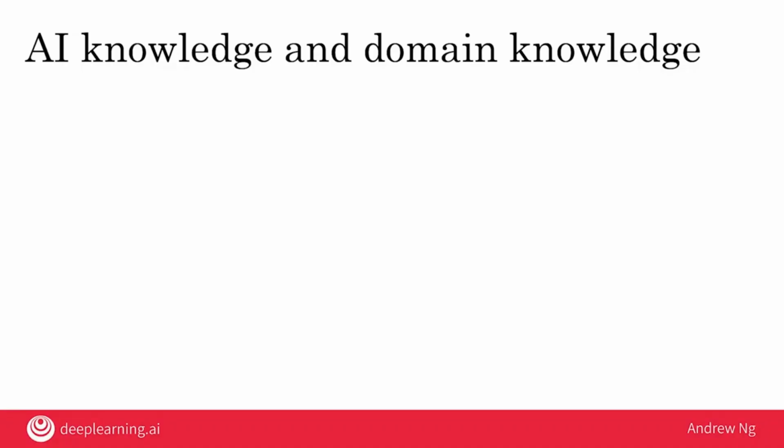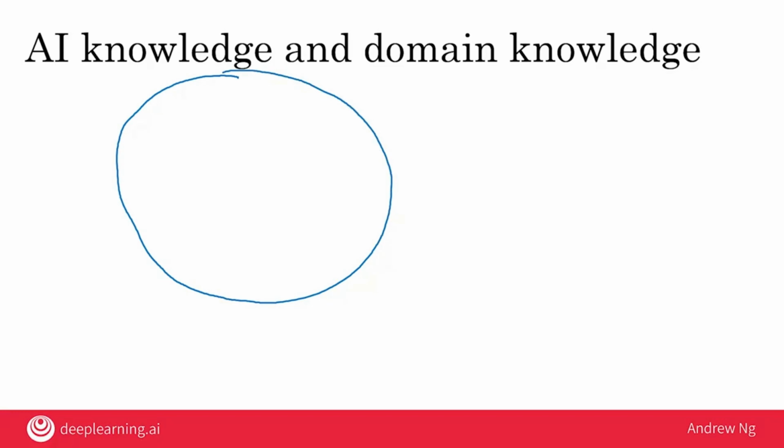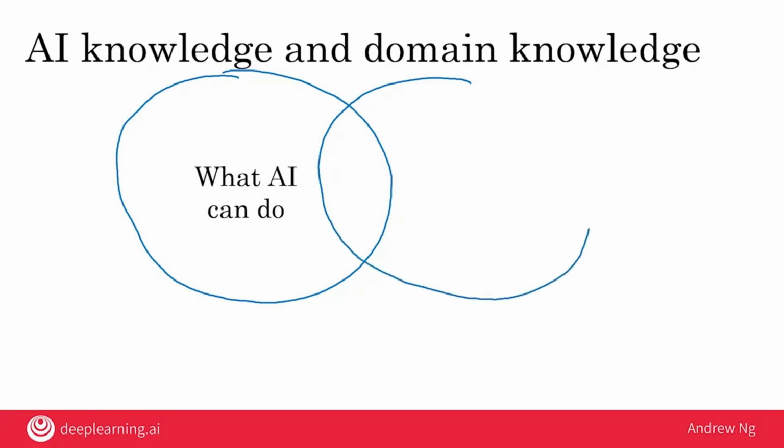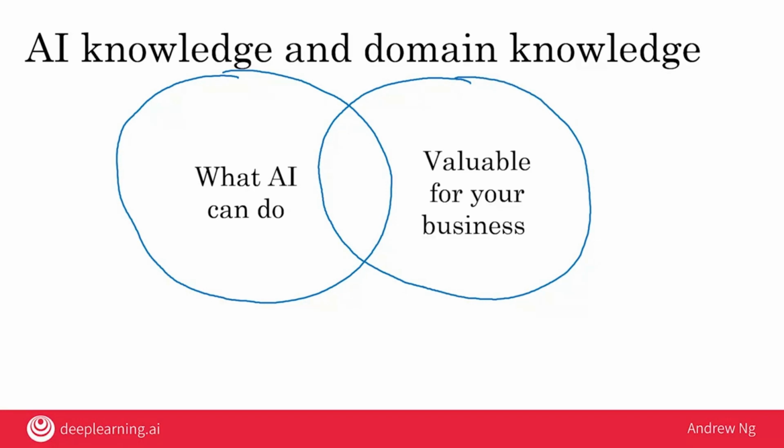You've already seen that AI can't do everything, and so there's going to be a certain set of things that is what AI can do. So let's let the circle represent the set of things that AI can do. Now, there's also going to be a certain set of things that is valuable for your business. So let's let this second circle represent the set of things that are valuable for your business. What you would like to do is try to select projects that are at the intersection of these two sets.